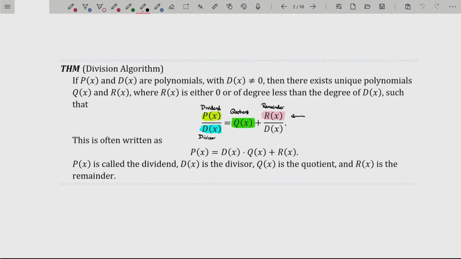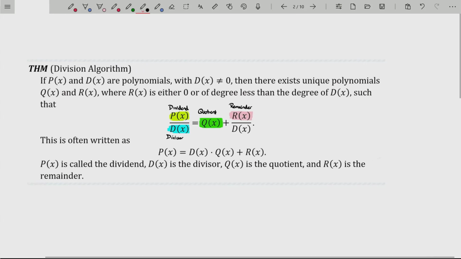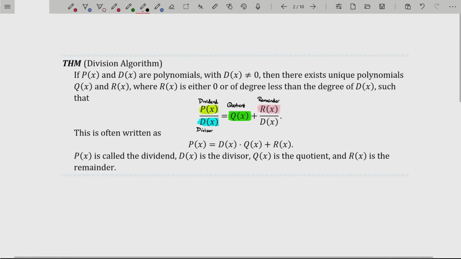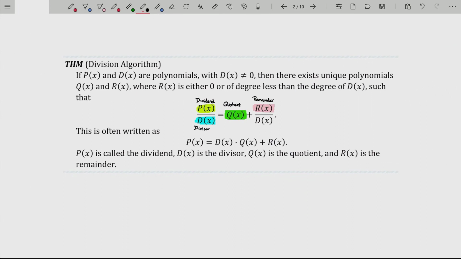And so you get this algorithm. P divided by D is just some polynomial, which we call the quotient, plus a remainder divided by the divisor. And by the way, you will find in textbooks that this is often written as P of x equals D of x times Q of x plus R of x, which is a mouthful. All that basically says is they multiply both sides by D. Right? If you multiply both sides by D, that's what you get. At this level, you should be able to do that. All right. So that's the division algorithm. There's nothing else on this page that I want to talk about.